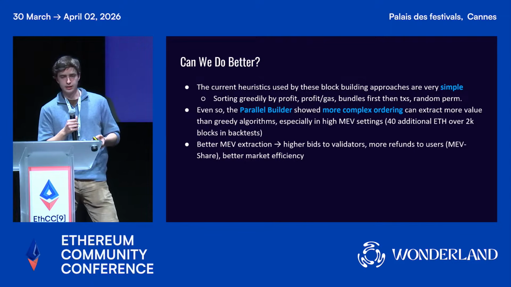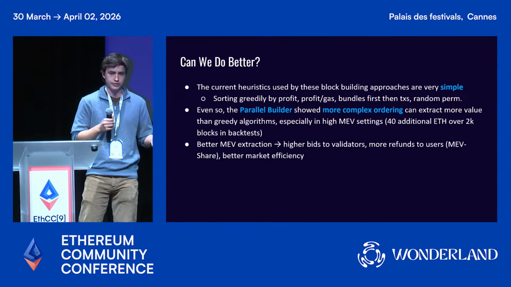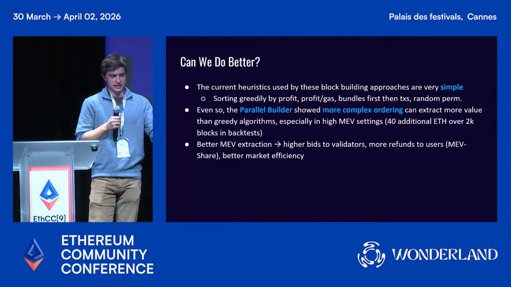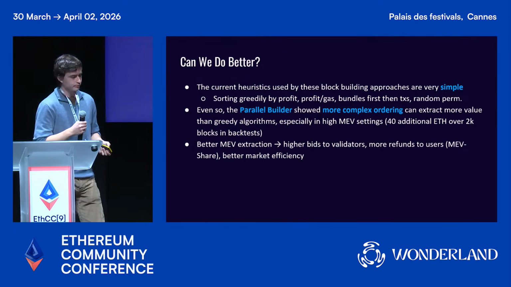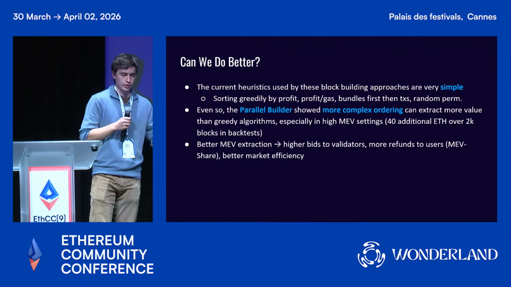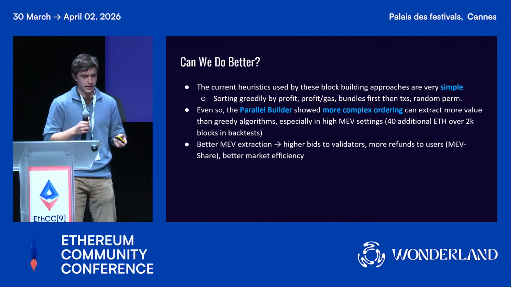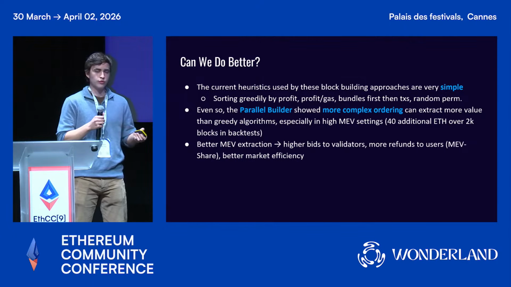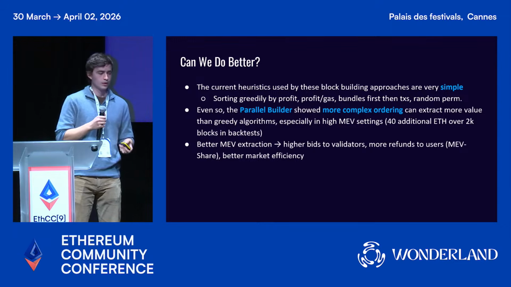Okay, but you might have noticed that some of the heuristics that we're using are pretty simple, right? Most of it is sorting greedily by some metric. In the case of the parallel builder, we try some random permutations as well. But the key thing is that the parallel builder did show that when you try some non-trivial ways to order transactions, so not in a greedy fashion, but maybe try some random permutations, you can actually extract more value, particularly in settings where there's a lot of MEV activity.